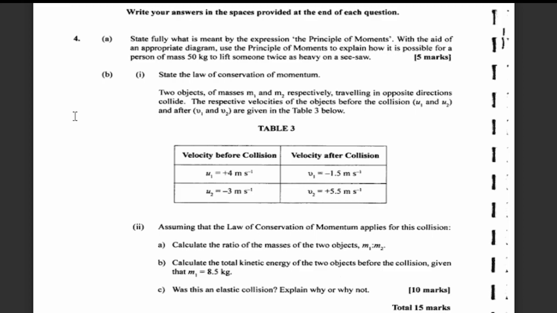Calculate the total kinetic energy of the 2 objects before the collision, given that m1 is equal to 8.5 kilograms. And was this an elastic collision? Explain why or why not. Let's get into this question right now.